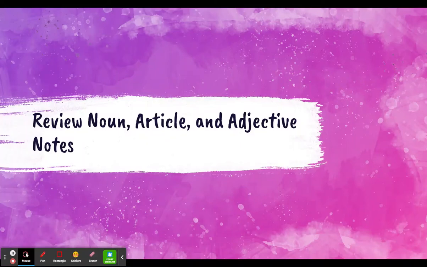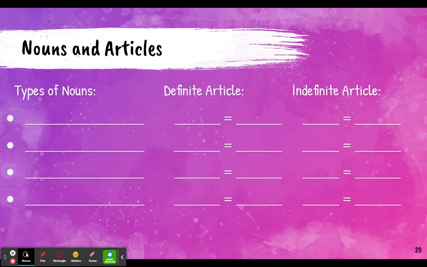Hi, in this video we're going to talk about nouns, articles, and adjectives. So when we're doing nouns and adjectives, we need to know the different types of nouns, and we can tell those apart in several ways, one of which is looking at the article. In Spanish, we have two types of articles, definite articles and indefinite articles.